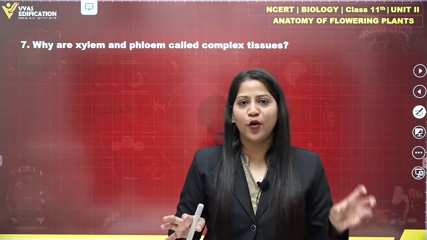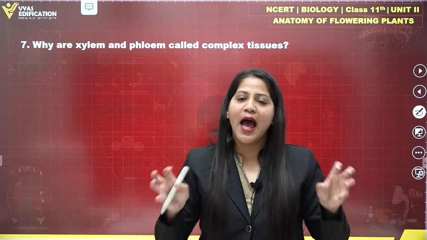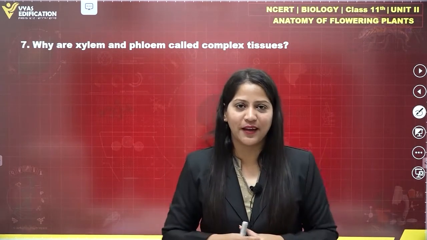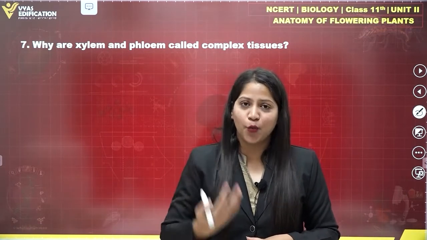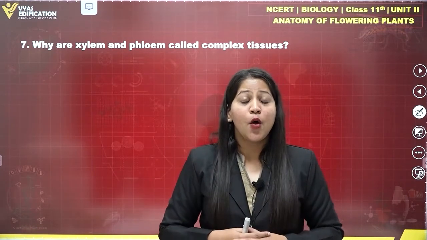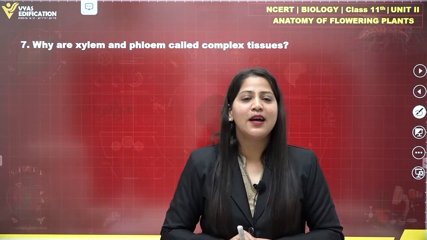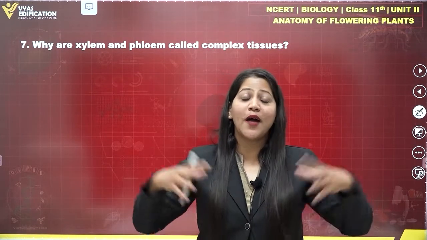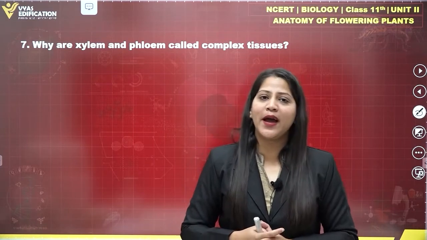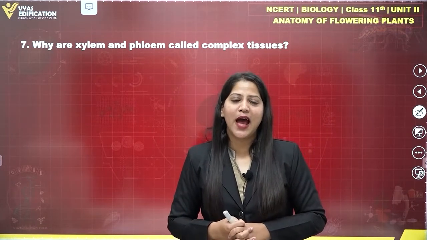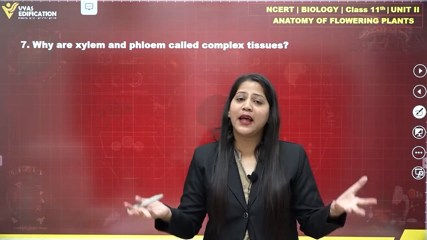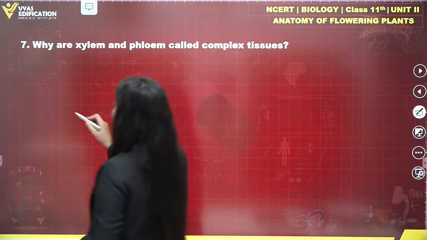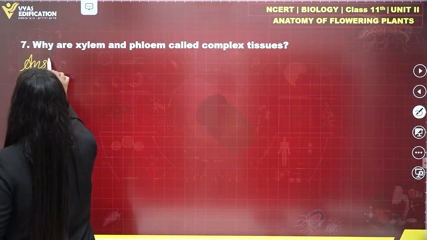Xylem tissue and phloem tissue are two different tissues and are totally different from each other, but present in a plant. Xylem conducts water from roots to leaves, whereas phloem tissue transports food from leaves to other parts of a plant. So this is why the xylem and phloem are known as complex tissue. The answer is simple, that these are made up of different kind of cells. So let's write the answer of question number 7.